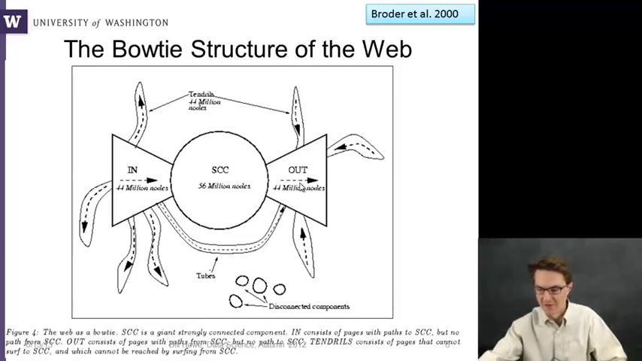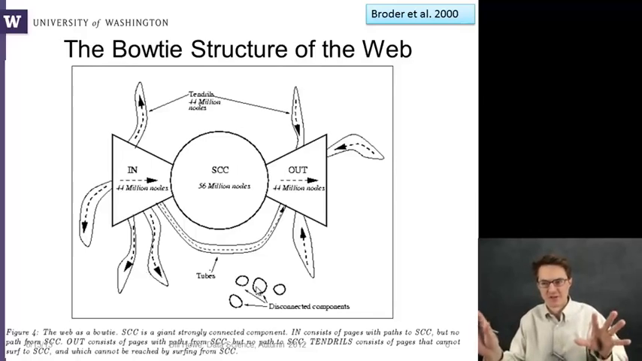And then they pointed out that there are indeed tubes that connect the in to the out directly, not going through the strongly connected component. And there are these tendrils that sort of go off nowhere, but these are perhaps minor components relative to the main three. And then you also have these sort of disconnected components that are smaller. But this is interesting to understand the basic physiology of the internet, and it's, again, difficult to produce this now.